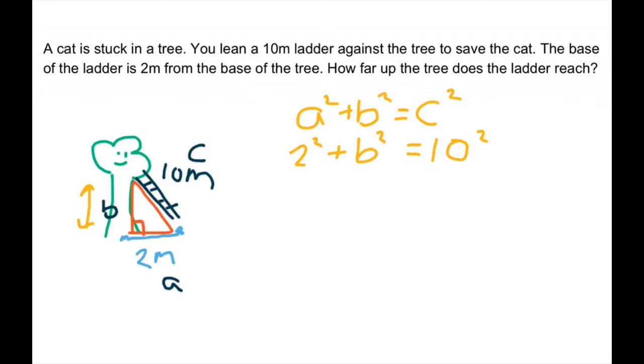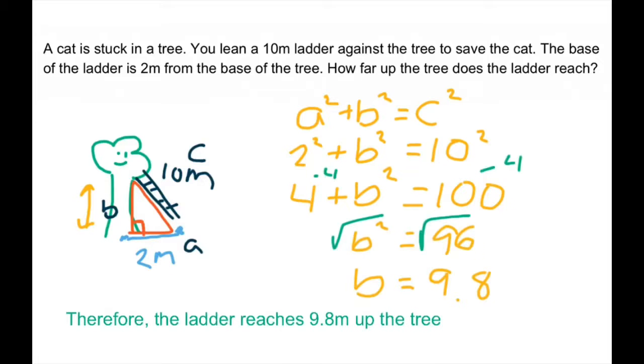And if you're not sure how to solve this, please refer to the former video, and it's example number 2 in our last video. And once you plugged in the formula and solved it, you figure out that the ladder reaches 9.8 meters up the tree. So if this is the base of the tree, 9.8 meters up is where the ladder is going to reach on the tree.